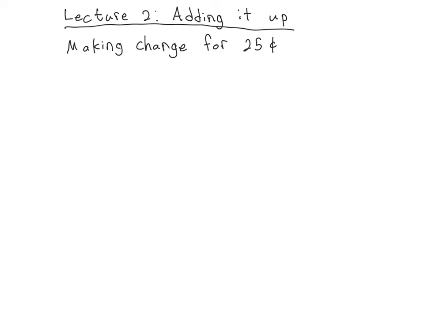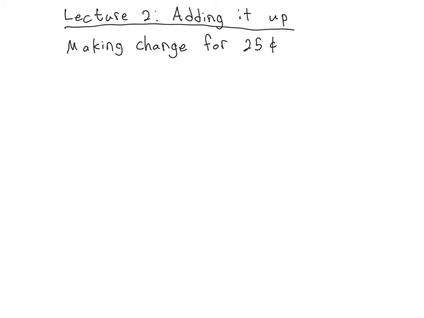Hello class, now we're going to begin with lecture 2, which is primarily going to be about unions and intersections of sets and how to count using the addition principle. So lecture 2, adding it up. And so we'll start with the same problem I introduced in the first lecture. How many different ways can you make change for 25 cents using pennies, nickels, dimes, and quarters?